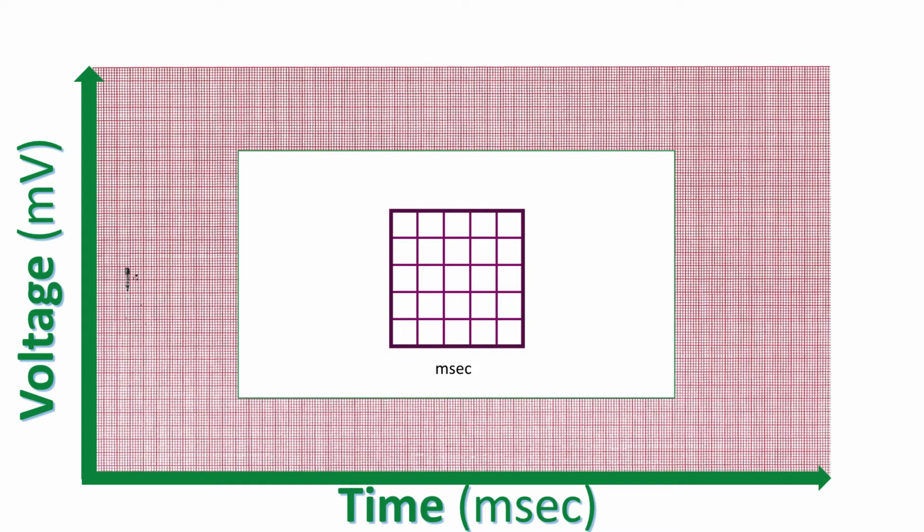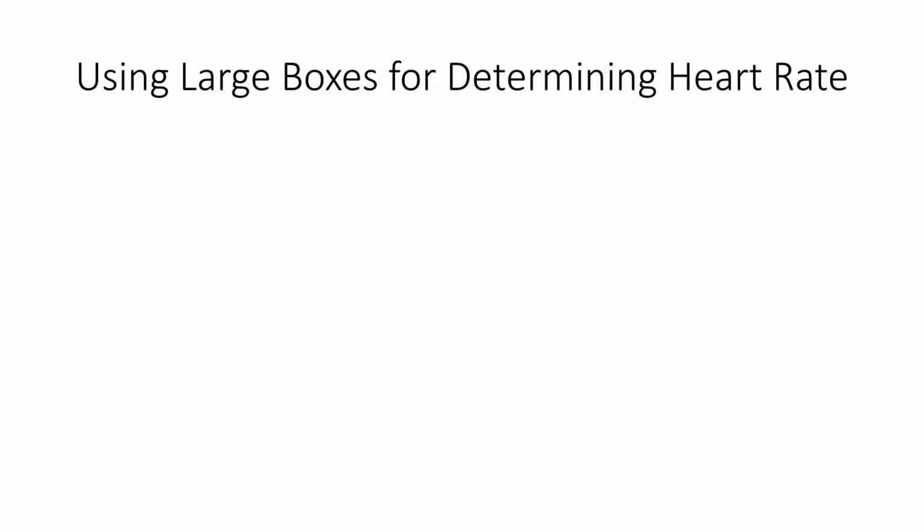On the x-axis, the width of each small box represents 40 milliseconds. And because there are 5 small boxes in every large box, a large box is equal to 200 milliseconds, or about a fifth of a second. If you have a recurring event, like a recurring P wave or a QRS wave in sinus rhythm, then you can count the number of boxes between 2 P waves or 2 QRS waves to determine the heart rate.